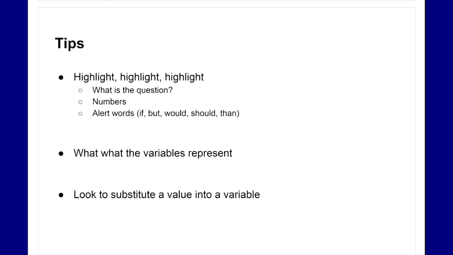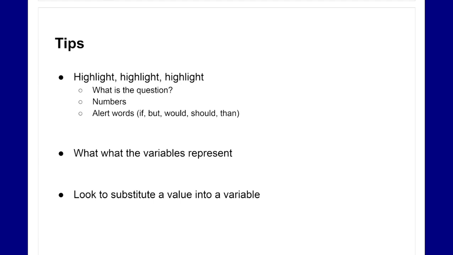There are a couple of things we want to make sure we highlight, and this goes hand in hand with the practice that we're doing at the beginning of class. We want to highlight what the question is. We want to highlight any numbers. We want to highlight alert words: if, but, would, should, then. These are words that might give us hints as to what might be happening, or things that we might want to pay attention to.